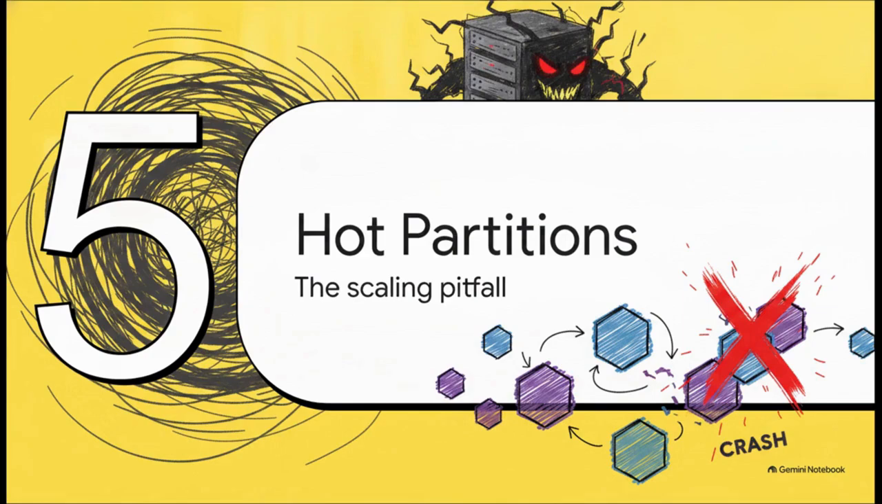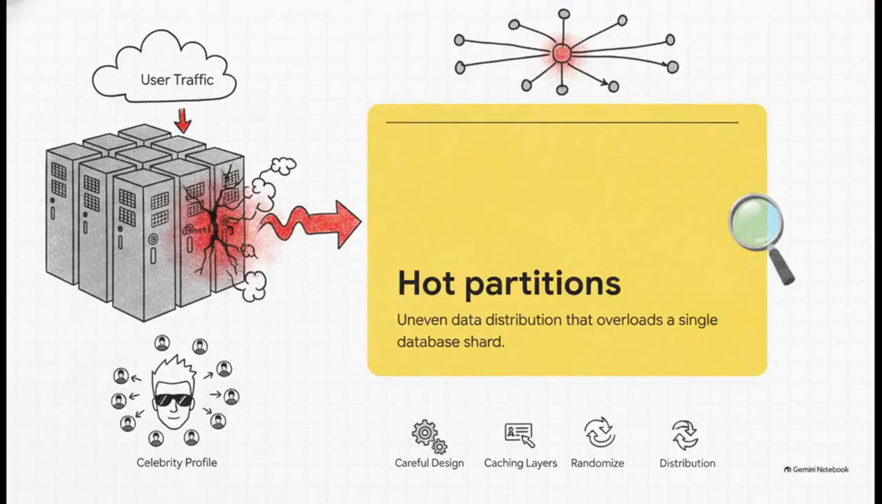Section 5. Avoiding hot partitions, the pitfall. All right, so you've got your partitions, you have your distributed shards, and you have your consistent hashing routing traffic perfectly. Sounds great, right? But I need to warn you about the final villain that can sneak in and crash your beautifully designed system, the hot partition. A hot partition is a system-crashing danger and the final threat to a scaled architecture.